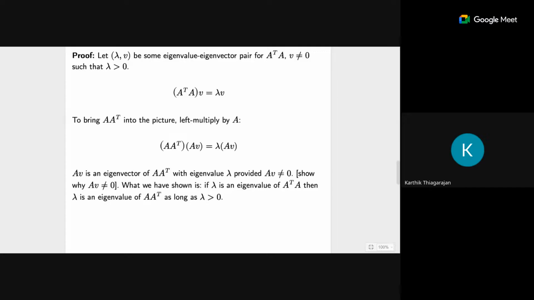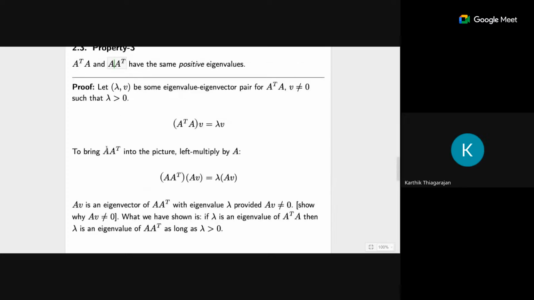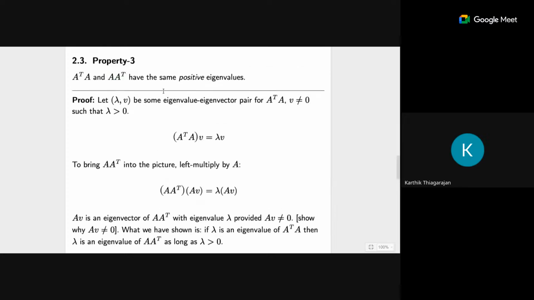I'm sorry for the delay. So where were we? A A transpose and A transpose A have the same positive eigenvalues. Okay, so that is there.